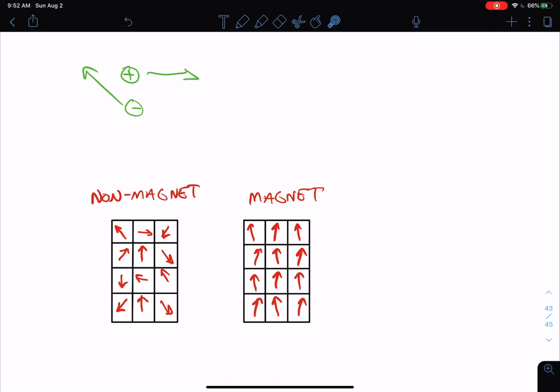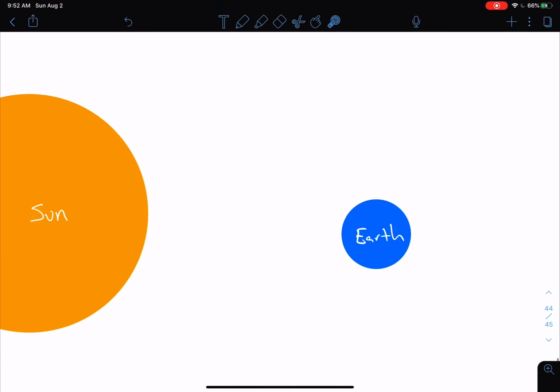Now, let's talk about another situation. I want to talk about Earth. Earth has a magnetic field.